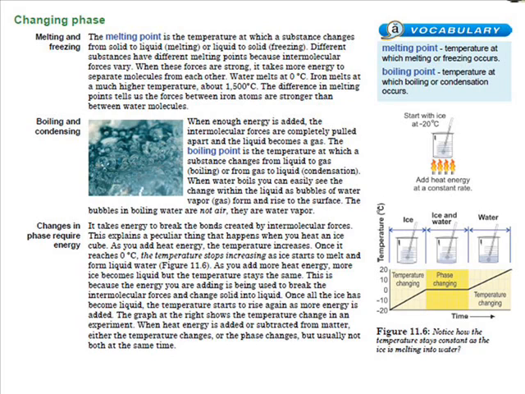The graph at the right shows the temperature change in an experiment. When heat energy is added or subtracted from matter, either the temperature changes or the phase changes, but usually not both at the same time.